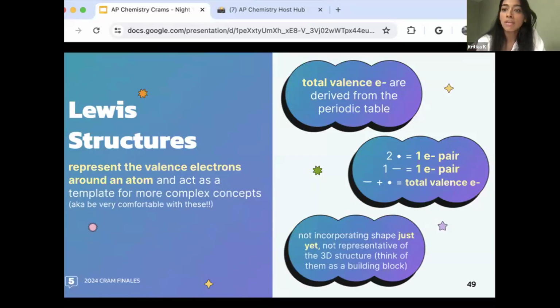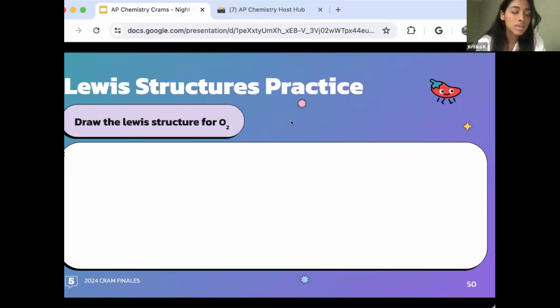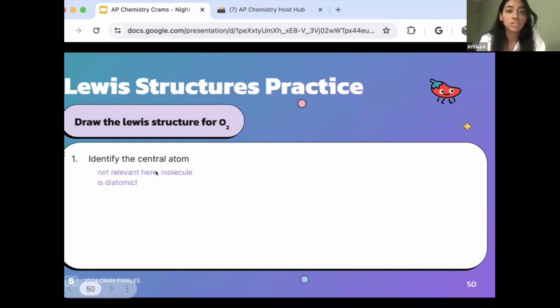We are at 8:45 right now, so I'm just going to walk through it. When you draw the Lewis structure, I would recommend writing the steps down. First, you identify the central atom. We're practicing with O2, a diatomic molecule, so there's not really a central atom, but a lot of the time, especially with an organic compound, carbon will be the central atom.